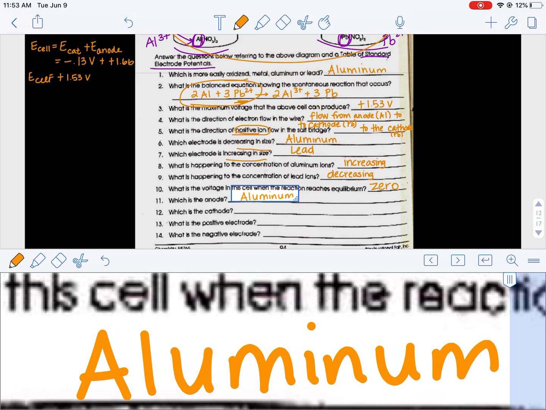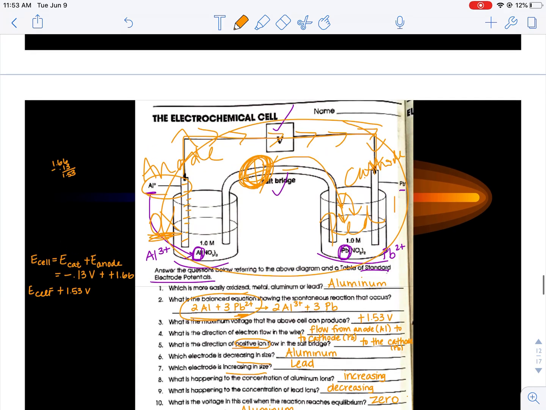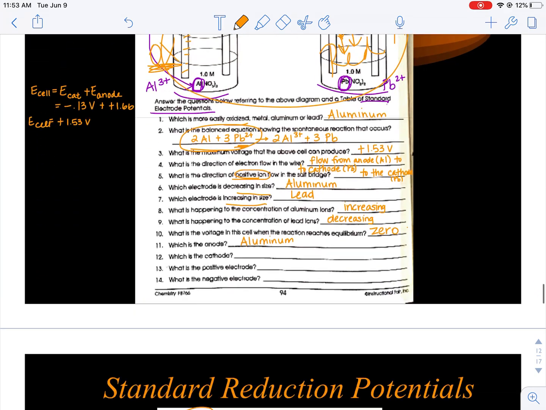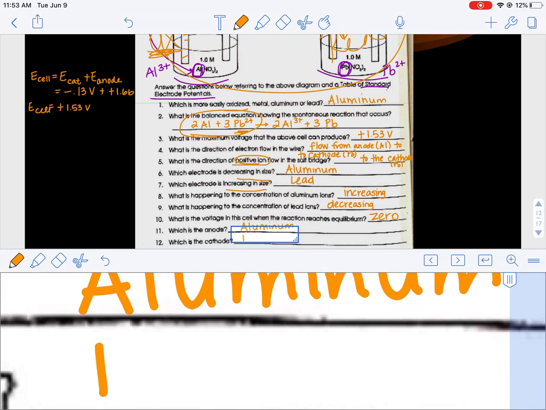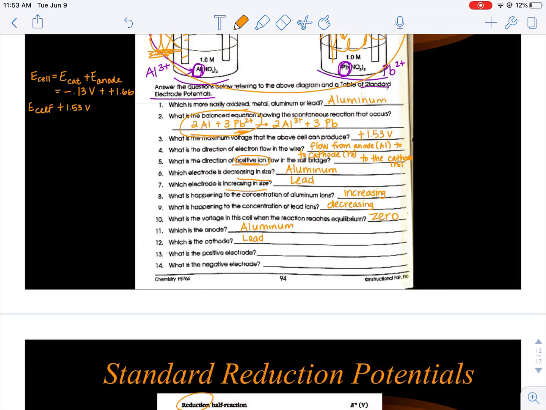What is the cathode? Red cat. Reduction takes place at the cathode. We said that the lead was going to be reduced, so the lead metal, I was about to write Pb, sorry. The lead is our cathode.